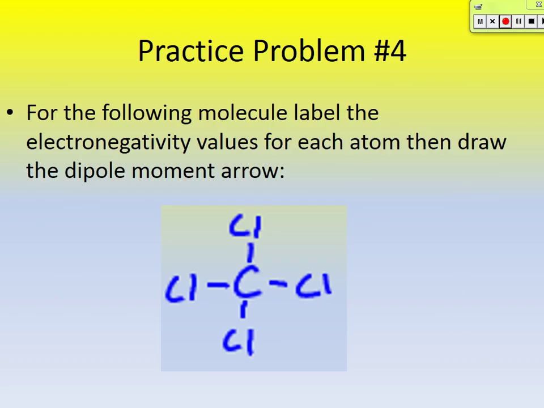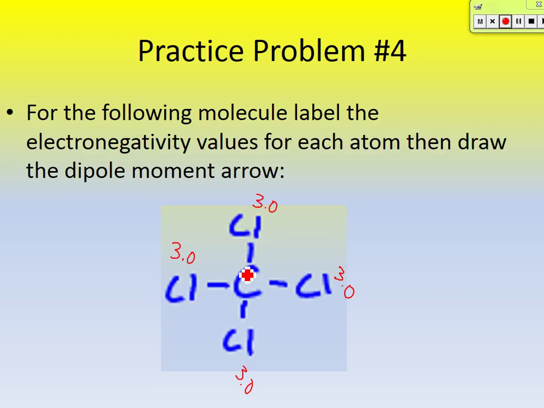Okay, practice problem 4. Let me go through this one with you. Let's find the electronegativity values. What's chlorine? 3.0. This one's chlorine, so it's the same, and same. Okay, now let's just look at it.